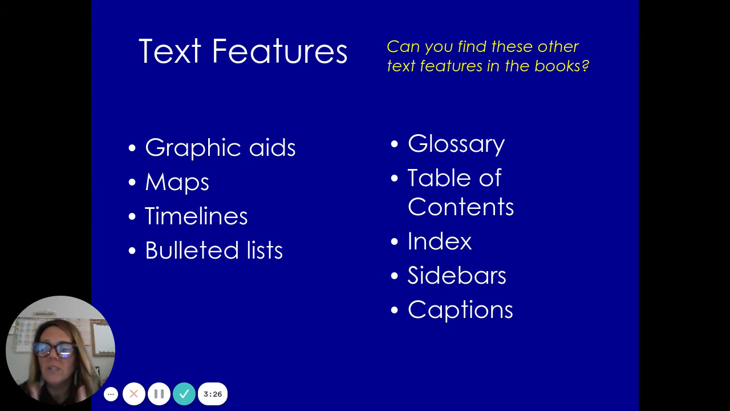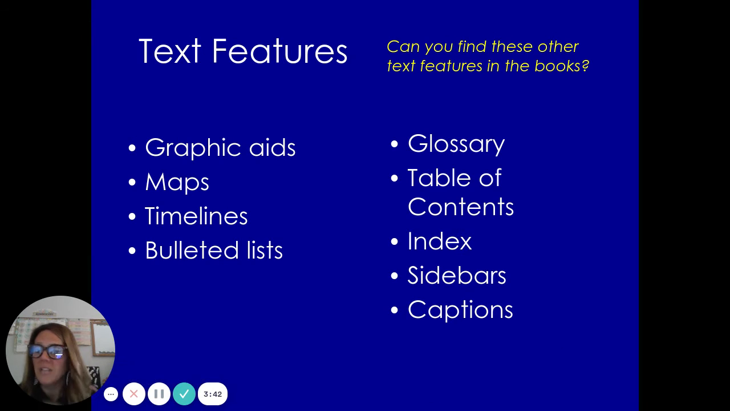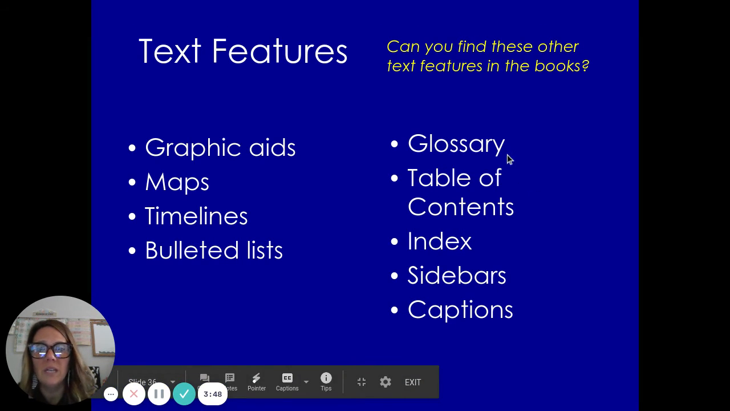Bulleted list. Okay. We've talked about this too, but just remember bulleted list. See these little circles right here? That's a bulleted list. So these text features actually have text features, right? Because it is put in a bulleted list. All right. So sometimes if you're reading an article or if you're reading an advertisement or a poster, they'll have a bulleted list.